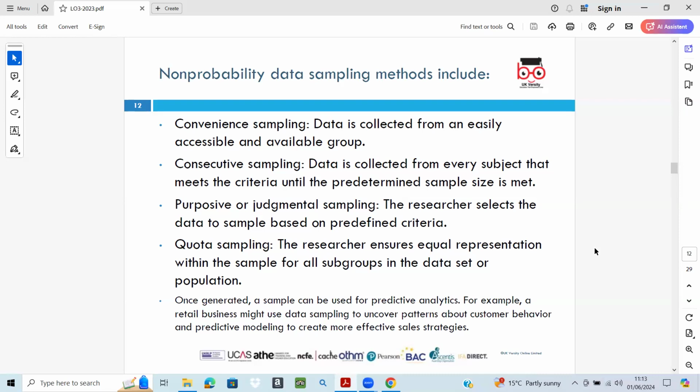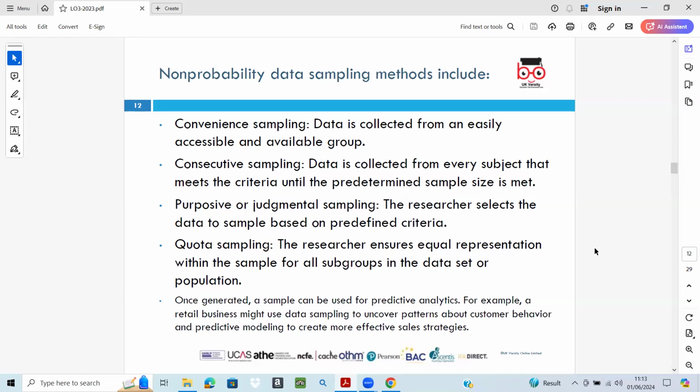An example is a retail business that might utilize data sampling and predictive data analytics to analyze customer behavior patterns and preferences by examining data collected through non-probability sampling methods such as convenience sampling or judgmental sampling. The retail business can uncover trends, preferences, and behavior of its customers.